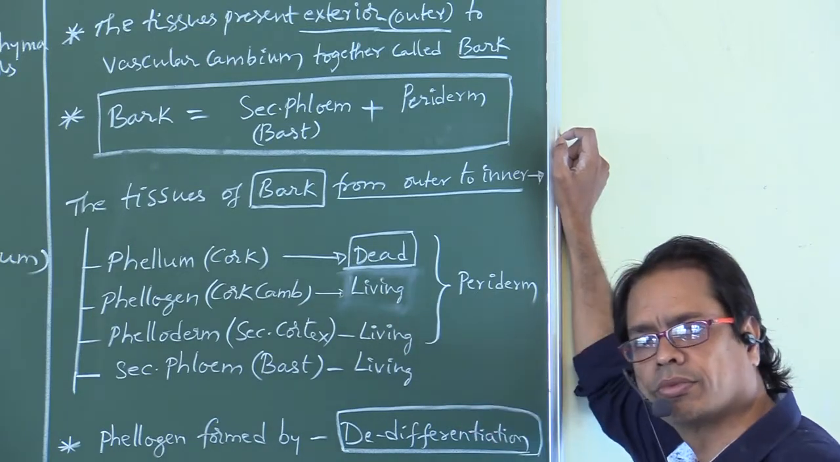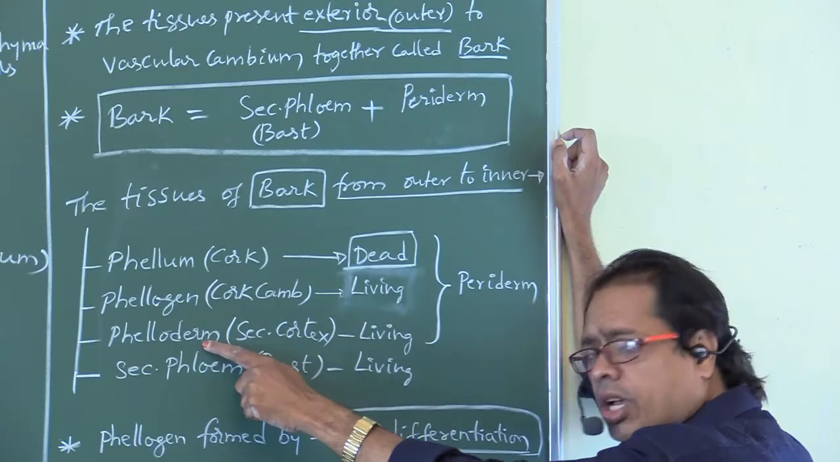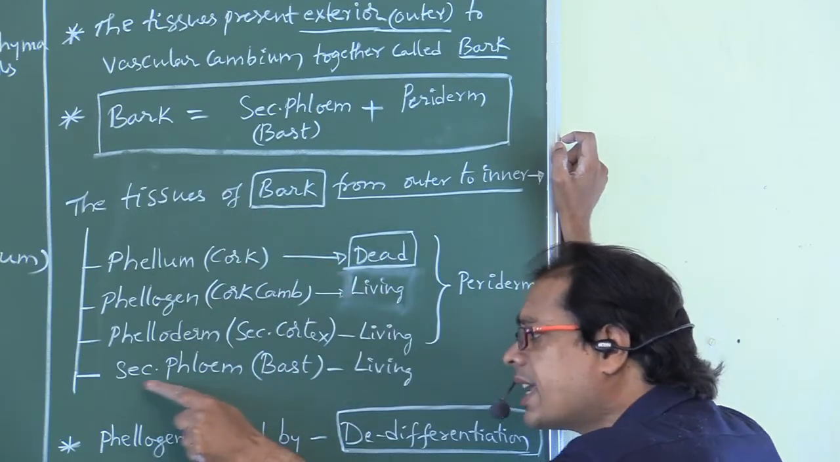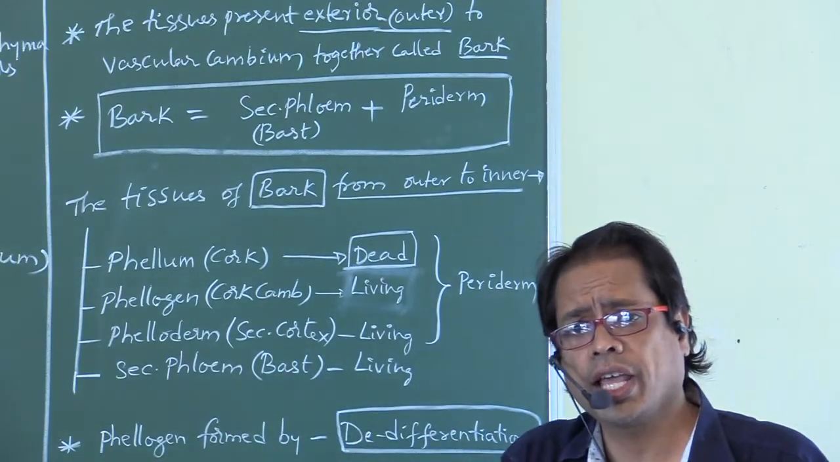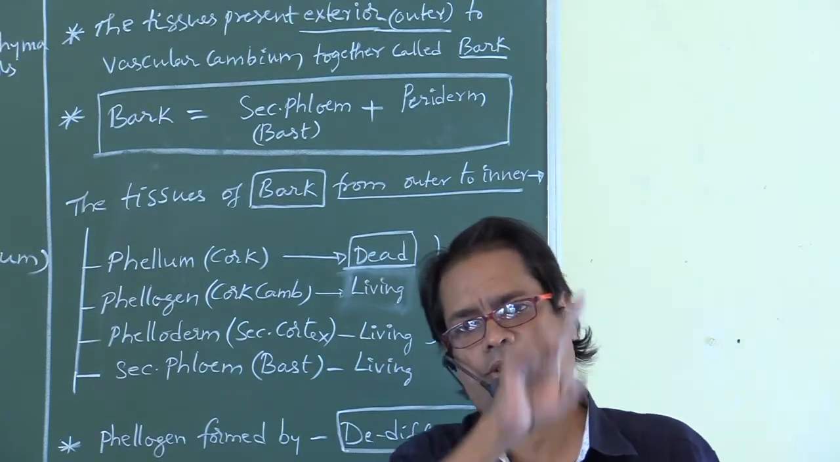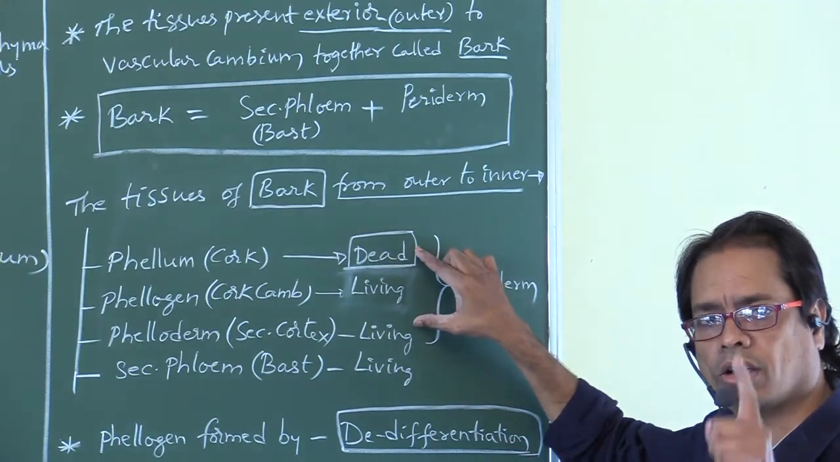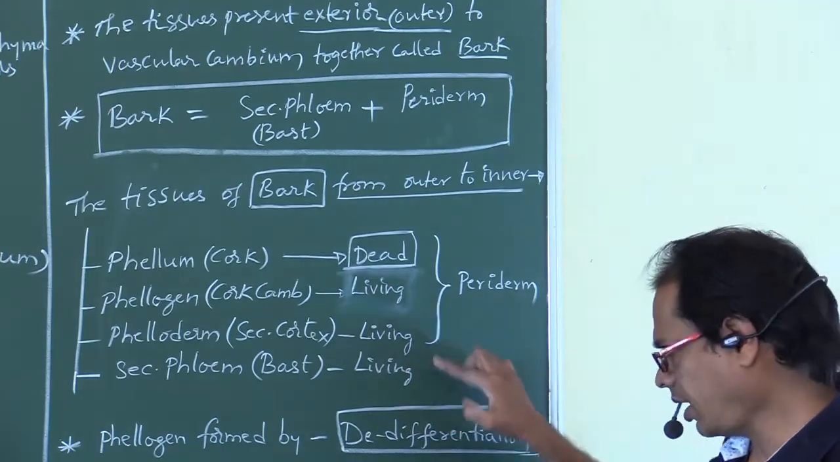True. The innermost layer of periderm is phelloderm. The innermost layer of bark is secondary phloem. So the innermost layer of periderm is the innermost layer of bark. False. Okay. Number of dead components in bark is 1. Number of dead components in bark is 3.